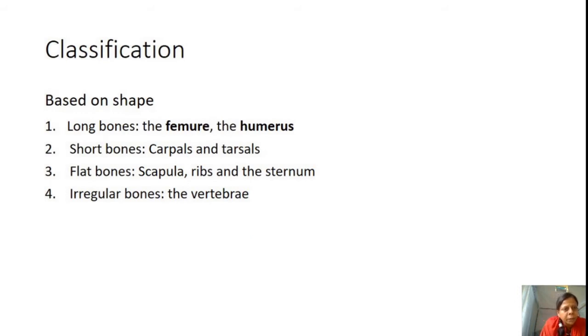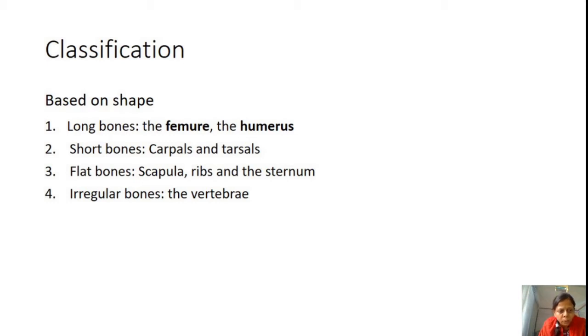In different ways, bones can be classified. Here I am going to discuss the classification based on the shape of the bones. If the bones are long, such as you find in the thigh region or in the hand region, the bones involved are femur and humerus. They are lengthy and width-wise so small, so they are called long bones.